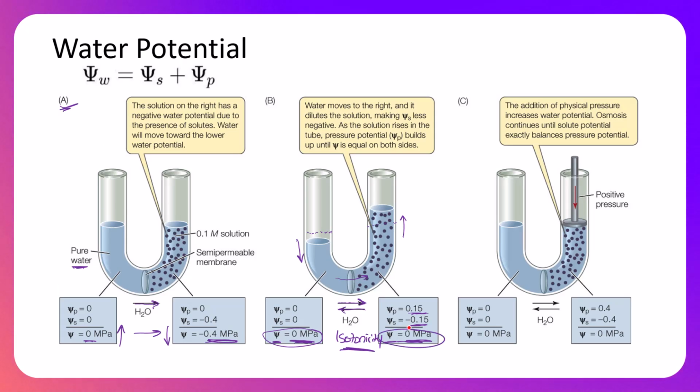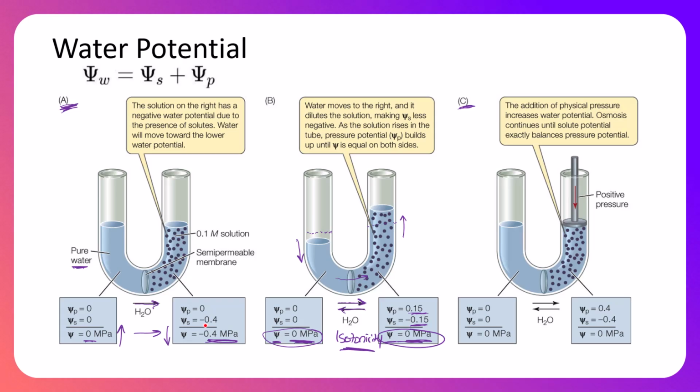Now, if we increase pressure on one side, if we look at C, the addition of this physical pressure will increase the water potential, and osmosis will continue until the solute potential exactly balances the pressure potential. Notice that we did not add volume. In A, we started with a solute potential of negative 0.4. Over here, we still have that solute potential of negative 0.4.